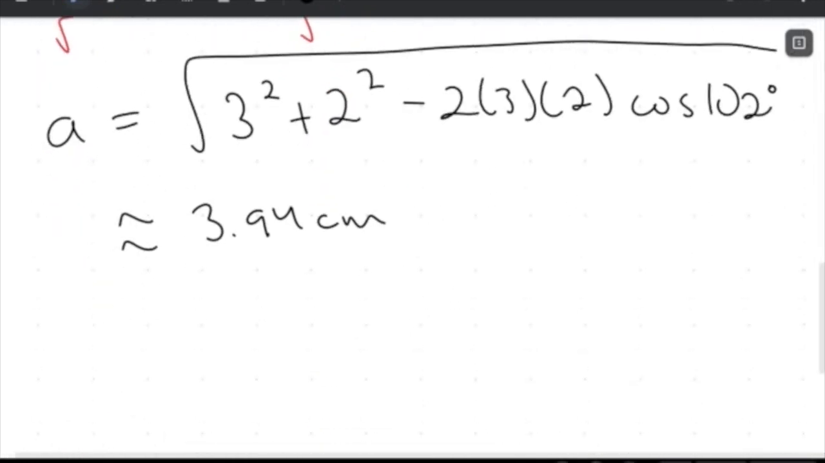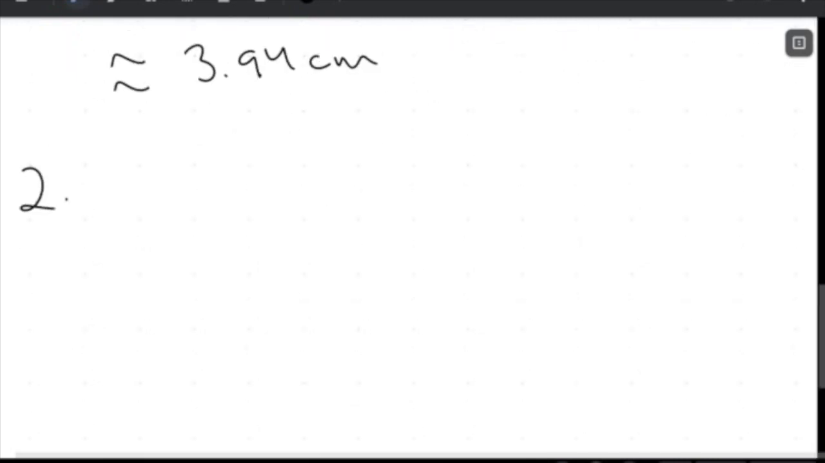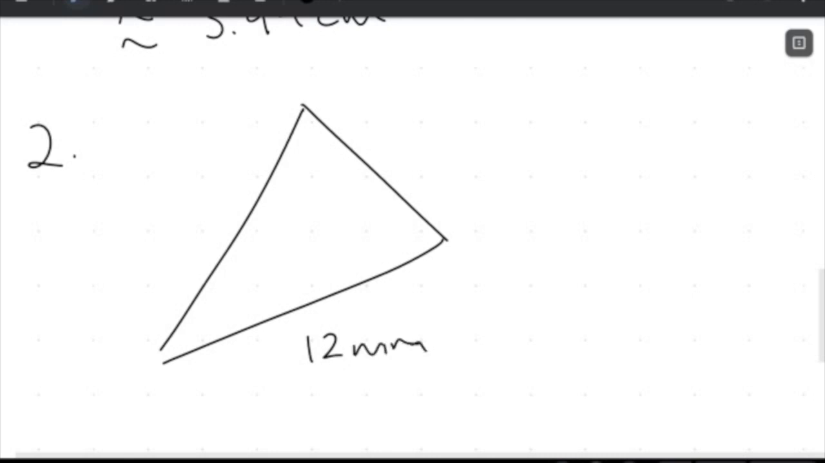Let's look at how we can use it to find an unknown angle. I'm going to give you another triangle here. It's important to note that all of the triangles we're working with here are going to be non-right angle triangles. This is why we need these new rules, because we're using trigonometry in a slightly different way. And we have my angle theta here.